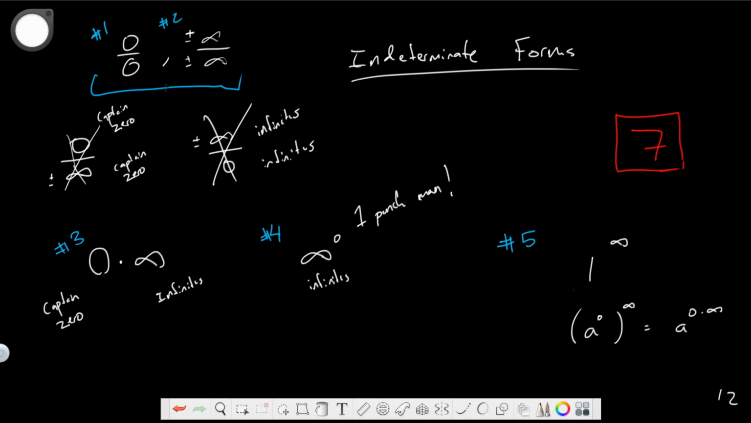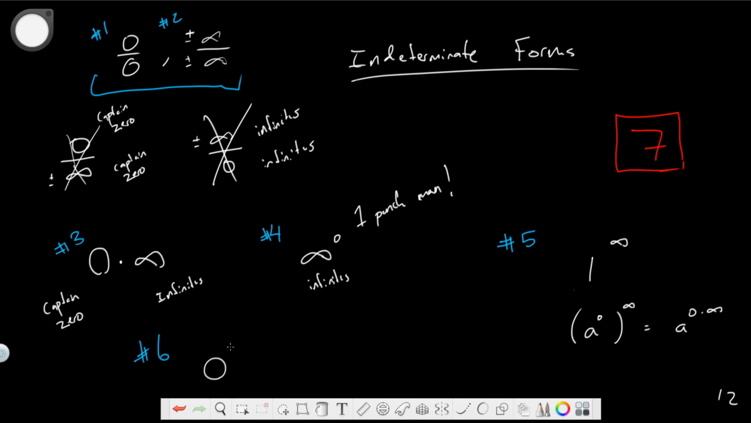All right, how about these last two? Number 6 and number 7. How about infinity to the infinity? Oh no, that's totally not going to work. Infinity, a massive number raised to a massive number, is getting closer and closer to infinity. This is Infinitus working with himself.